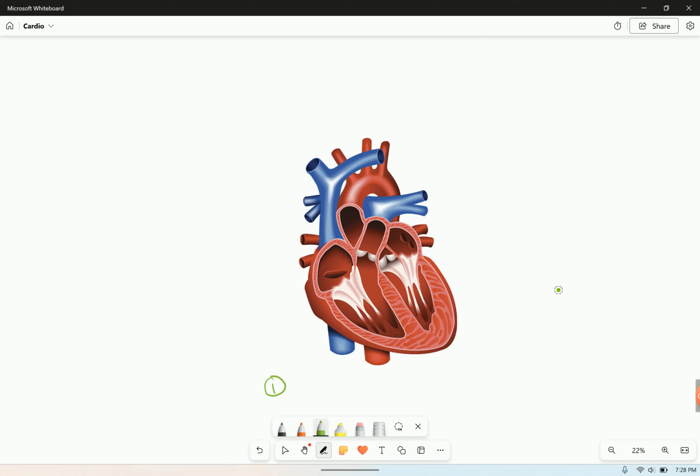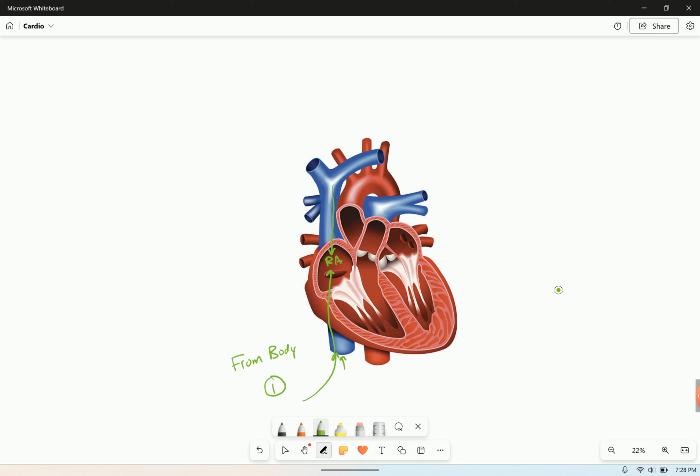Okay, so number one, we have blood that's coming in from the body to the heart. Okay, and then it's going to go into the right atrium. And now from the superior vena cava, same thing. So blood is going to go in the inferior vena cava and the superior vena cava and spill the blood into the right atrium.